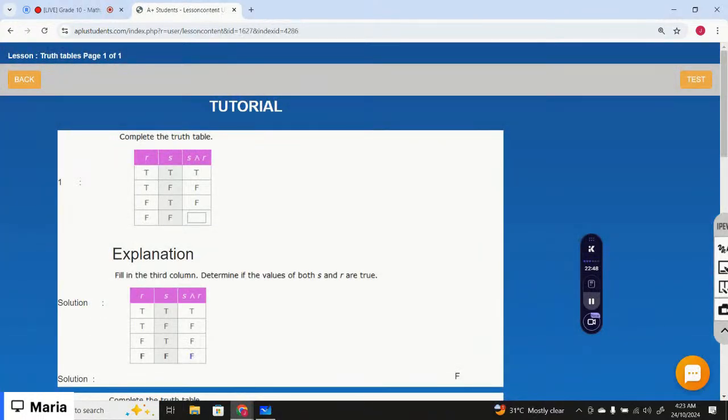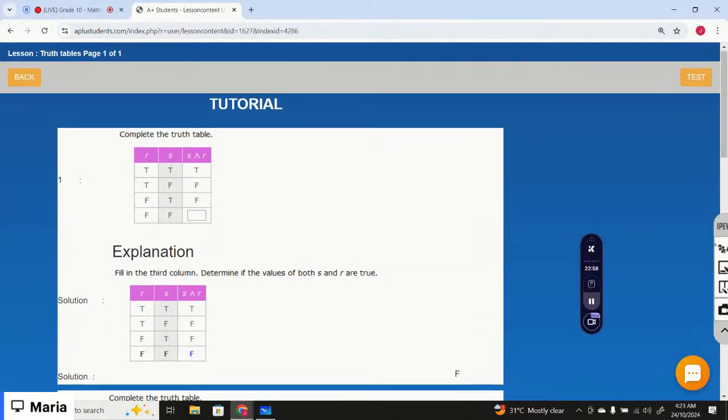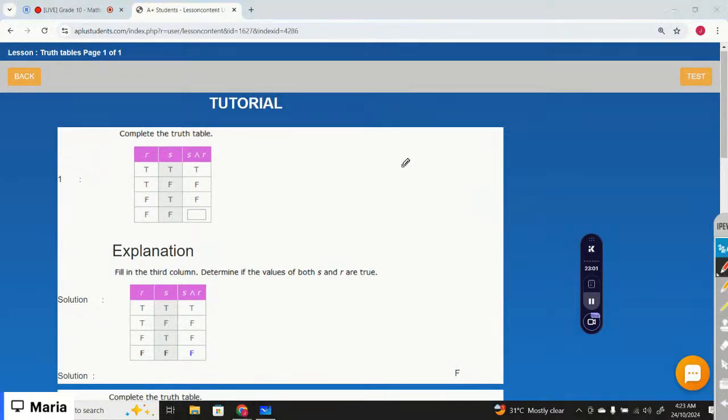Complete the truth table. Find the third column. Okay, you can see true and true. That is S and R, right? So when you are going to perform the and, both of the conditionals must be true. True, true, true. True, false, false. True, false, false. False, false, false it is, right? Let's just start with the test questions.